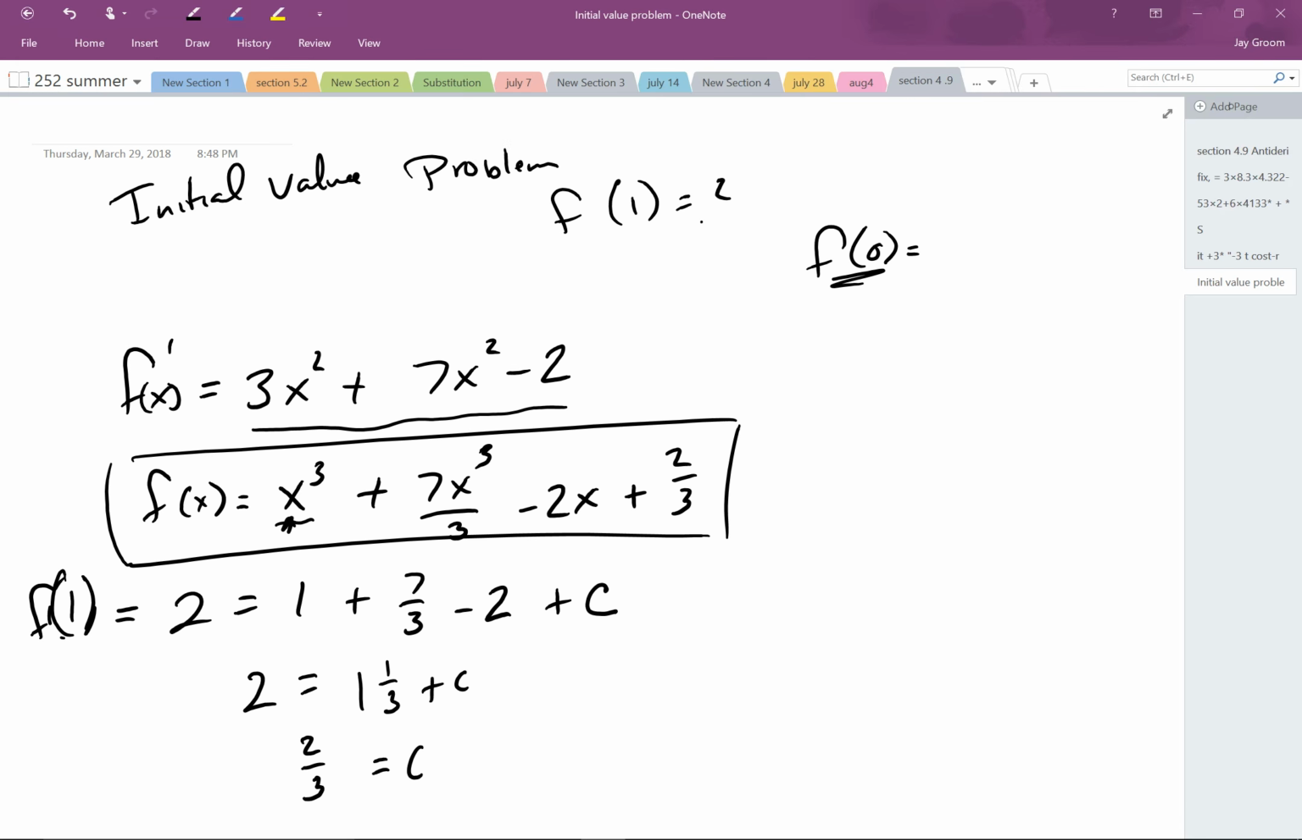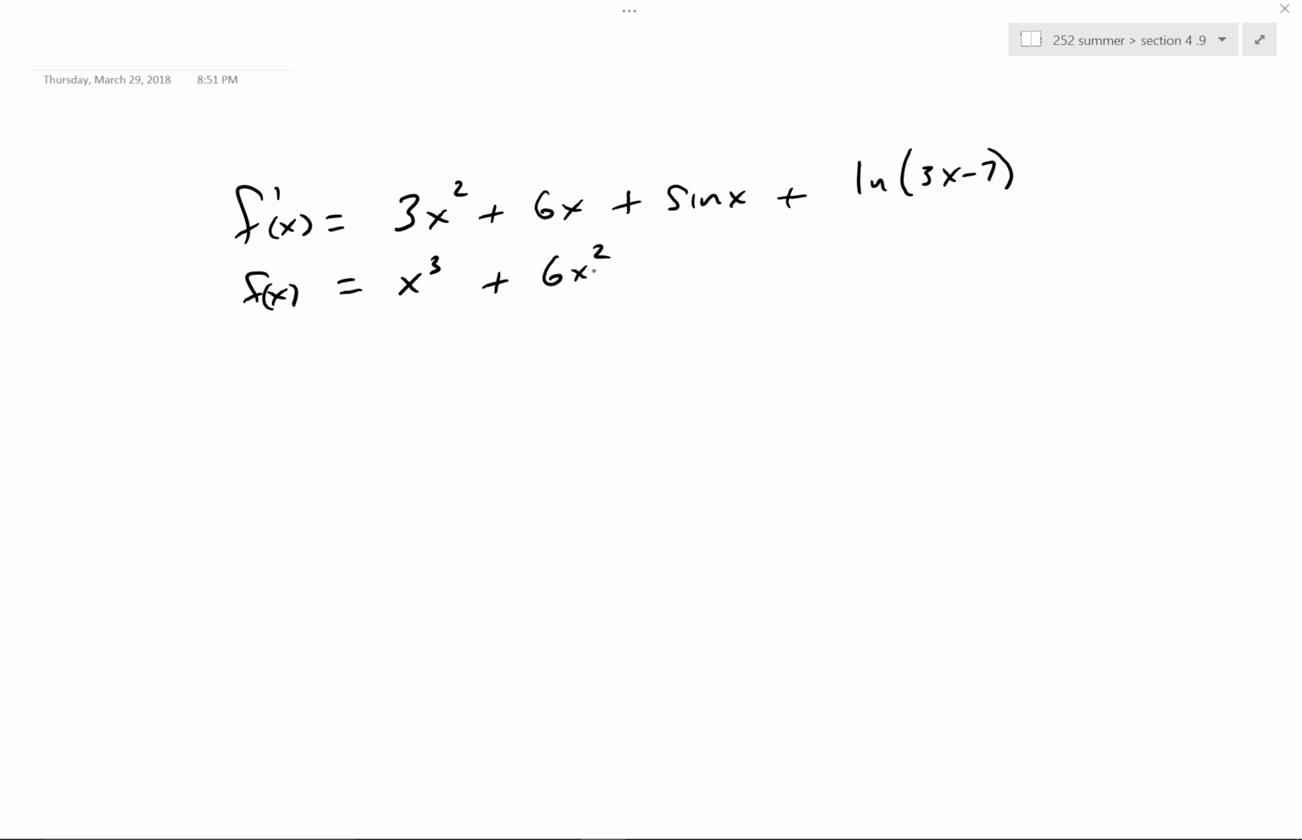Okay. Now, somebody might well ask, what would the antiderivative be, Jay, if you had 3x squared plus 6x? Okay, all good so far. Plus sine of x, and so you're not upset yet. Plus, and then someone throws this weird one at you, the ln of 3x minus 7. Hey, yes, I can do this one right now. You with me? Totally. Not a problem. Sure, this one's easy.